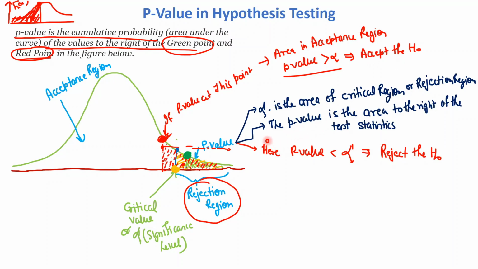The opposite is, if this green area is your p-value and it is coming under the rejection region, which is this critical region, then we can say that p-value is less than alpha, because the p-value in the green area is less than your yellow area. In that case we will reject the null hypothesis. Let's explain with one example so that you get a better picture.